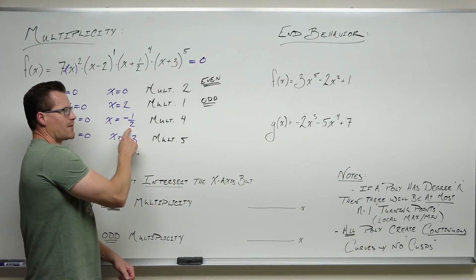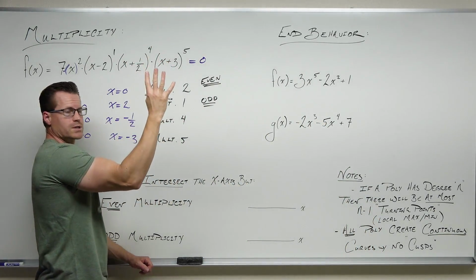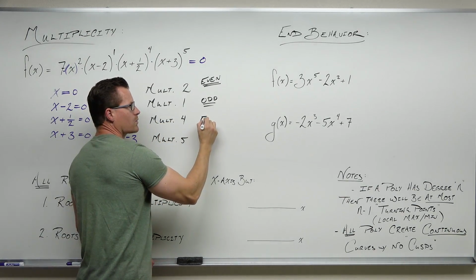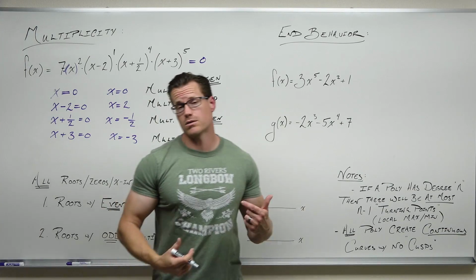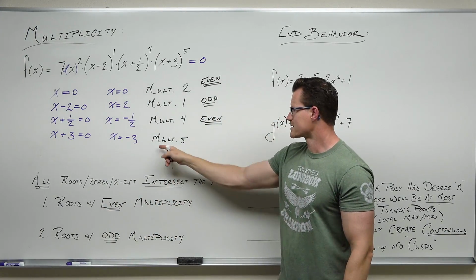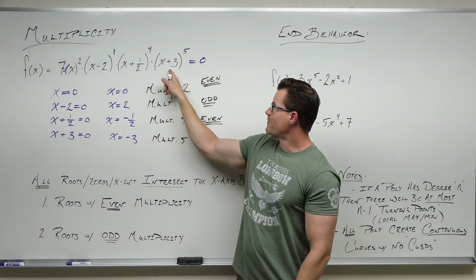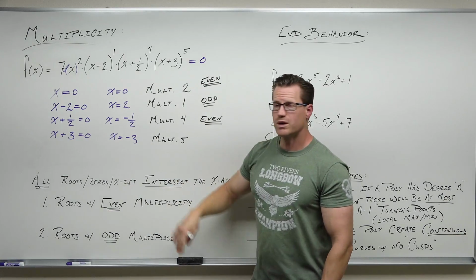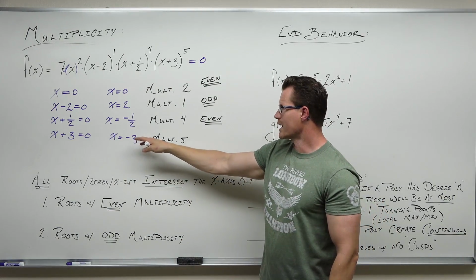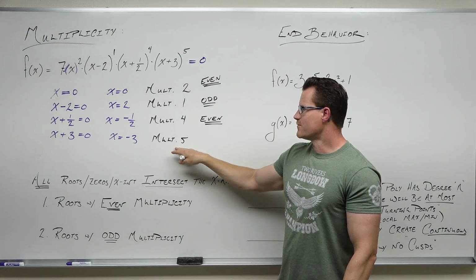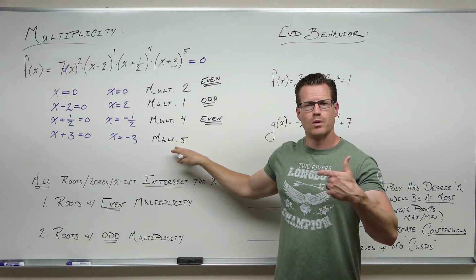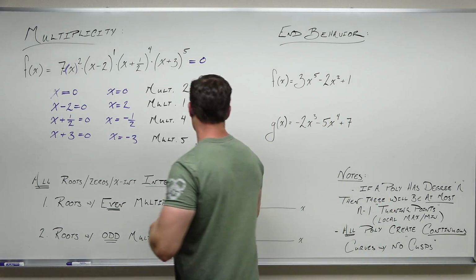X equals -1/2, that's a repeated root 4 times. That's multiplicity 4. We really need to understand that that is an even number of repetitions of that 0. Even multiplicity. And lastly, multiplicity 5 says that factor's been repeated 5 times. That 0 would come up 5 times if we went ahead and worked all that out and set each factor equal to 0. That multiplicity 5, that's great. What I care about is that multiplicity is odd.